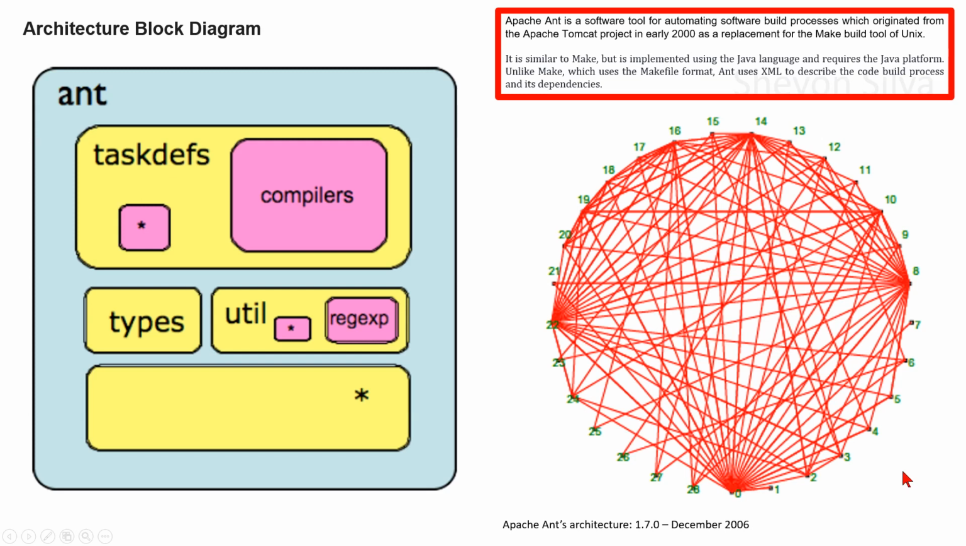Here you can see Ant version 1.7.0, released in December 2006, in Apache Ant architecture. The points represent packages, and lines represent use dependencies between two packages.